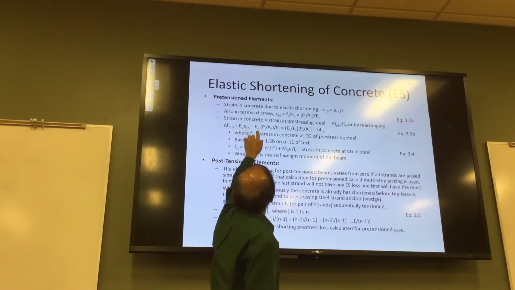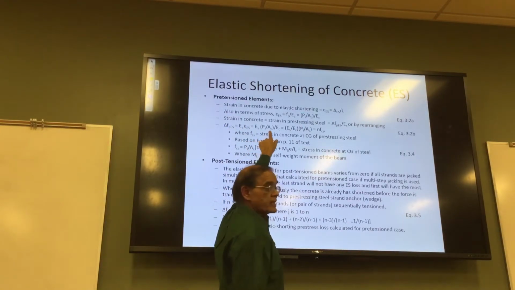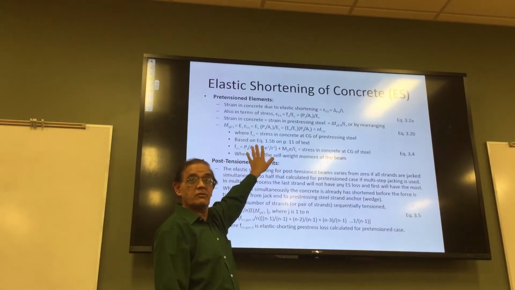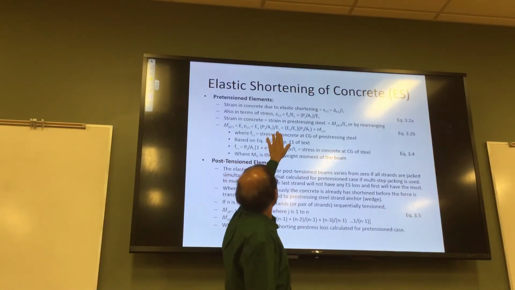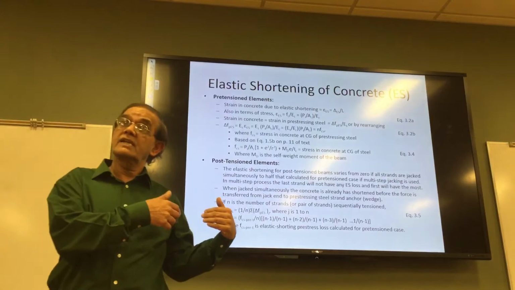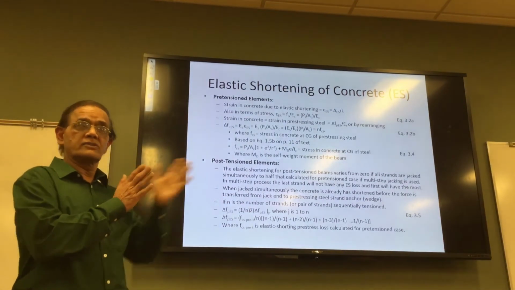Then you can now write εs as Pi over Ac, which, if it is concentric, is the initial pre-stress divided by area, divided by Ec, right? So that's how you'll get your strain. This is stress, this is Ec. So stress, Ec and strain in concrete are connected, right? That's what we are doing.